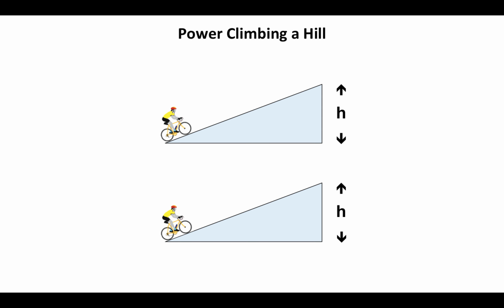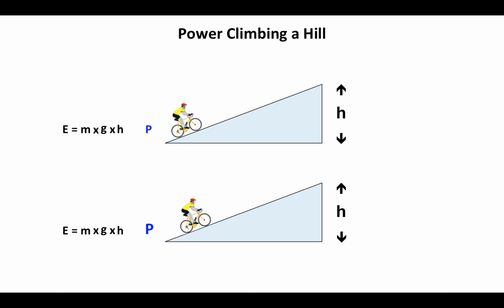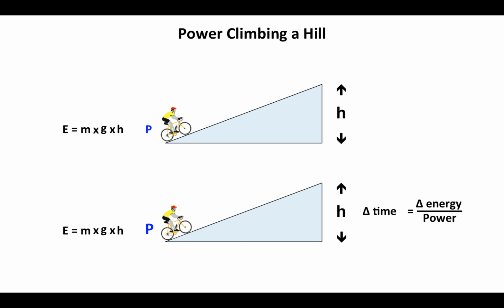Here I see two identical pictures of a rider preparing to ride his bike up a hill, and the mass is the same in both cases of the rider and the bike. The force of gravity is the same. The height of the hill is the same. If I multiply those together, then of course the total energy needed to climb the hill is the same. I apply power in the first graphic and more power in the second. In the bottom picture, because I applied more power, the time decreased and I got to the top of the hill faster.